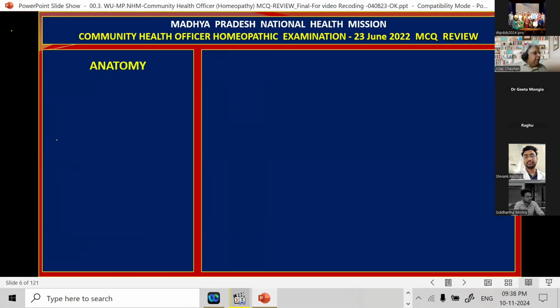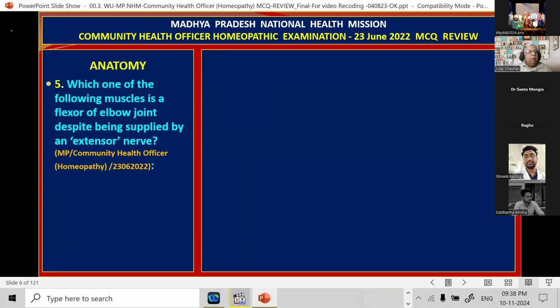We go again to the anatomy section. Question number 5. Which one of the following muscles is the flexor of the elbow joint? Please see, the flexor of the elbow joint being supplied by the extensor nerve. So, which is the extensor nerve in the arm? Ulnar is the extensor.